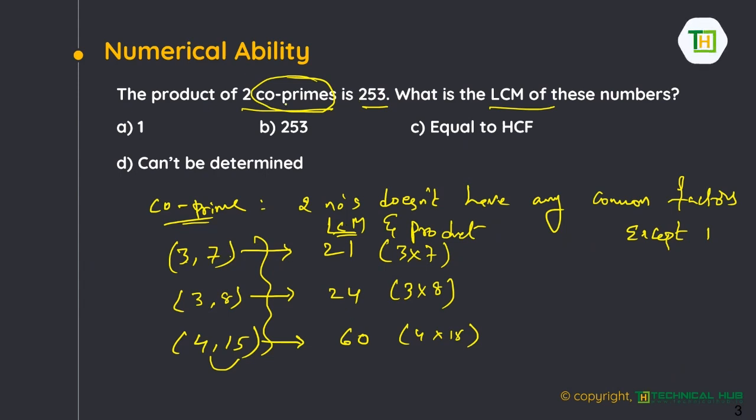So the product of two co-prime numbers is 253. So obviously the LCM is also 253. Once you know what co-prime numbers are, you can automatically understand that the LCM of those two numbers and the product of those two numbers are both the same. The product is given as 253, so automatically the LCM is also 253. Option B is the right answer. Very simple.